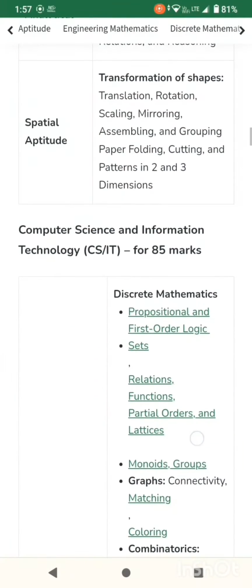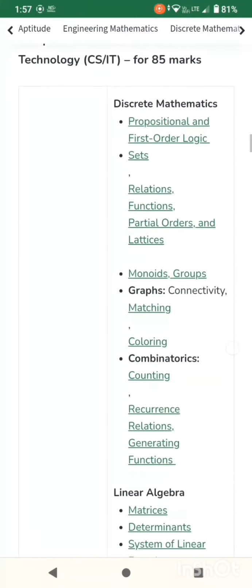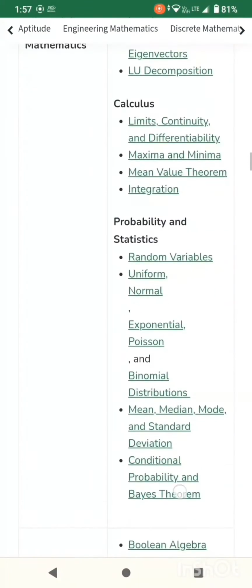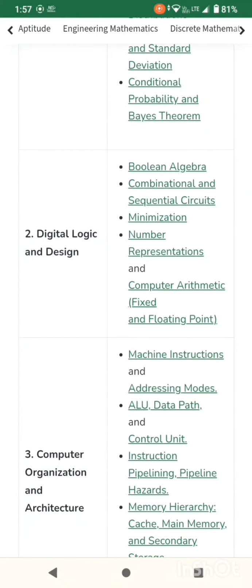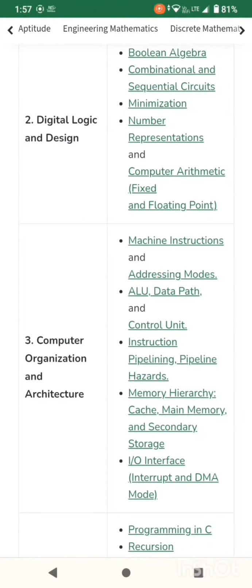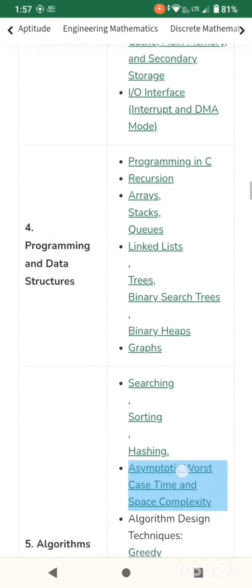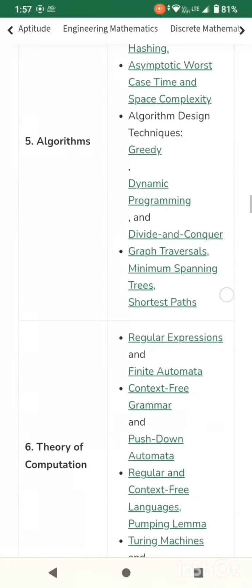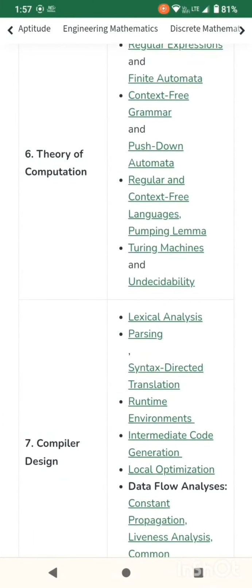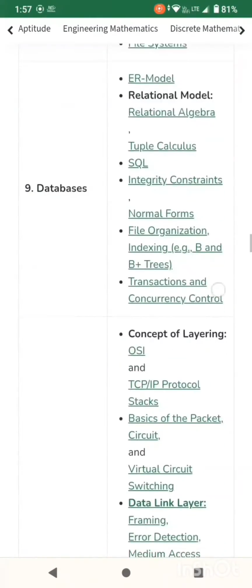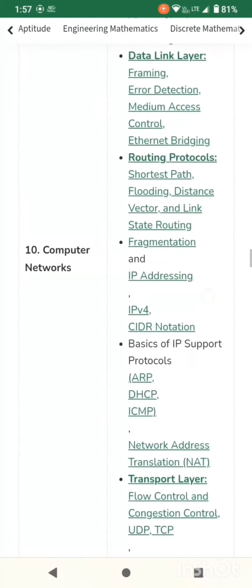Then there is the computer science and information technology section, which consists of 85 marks. In this section, the first topic is engineering mathematics, then the second is digital logic and design, third is computer organization and architecture, then programming and data structures, then algorithms, then theory of computation, compiler design, operating system, databases, computer networks.